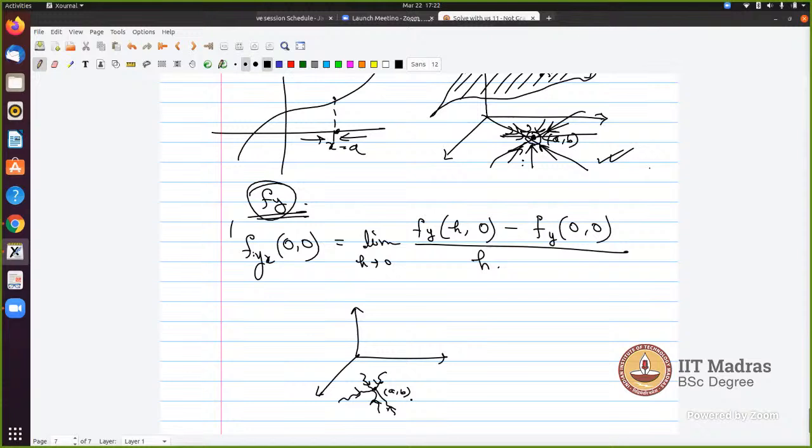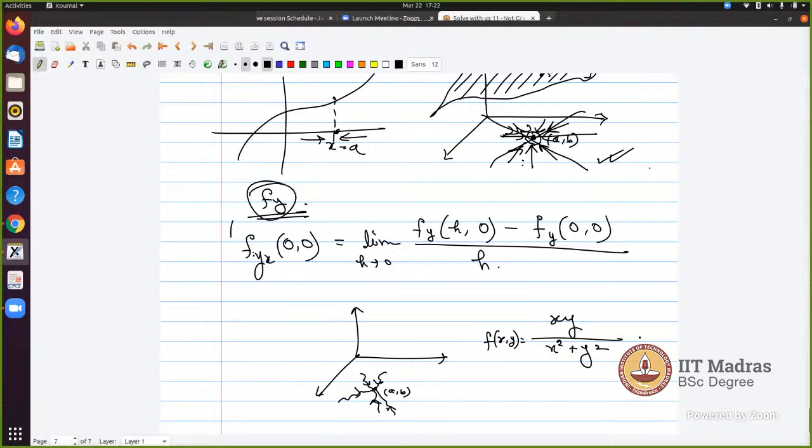Whether we are approaching that point from any direction, all the limiting values should be equal. Now, suppose for some function, we can find two different curves for which the limiting values are different. Then we can conclude that the limit does not exist, correct? Yes, sir. Is this portion clear? Okay. Yes, sir. Now, suppose I have a function like this, okay?